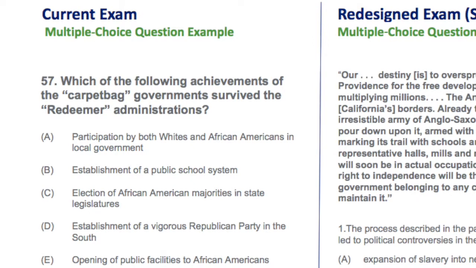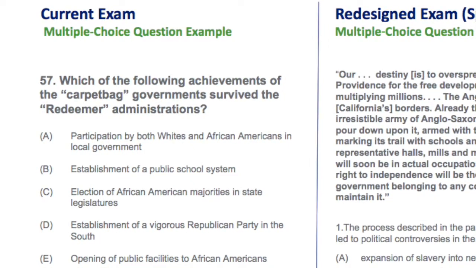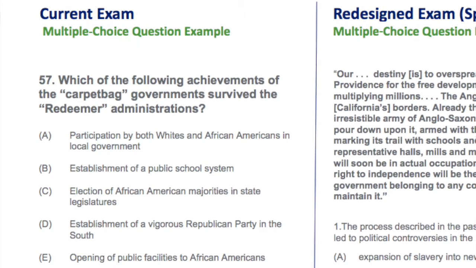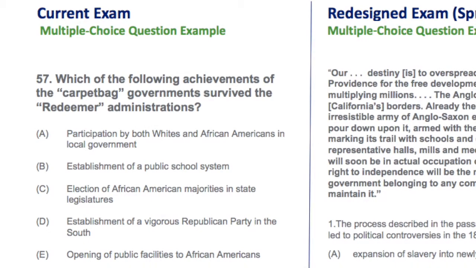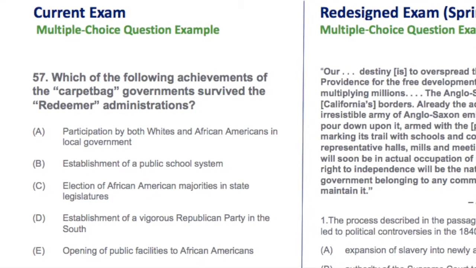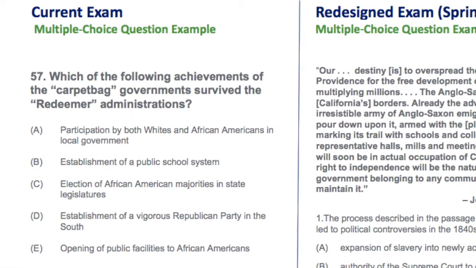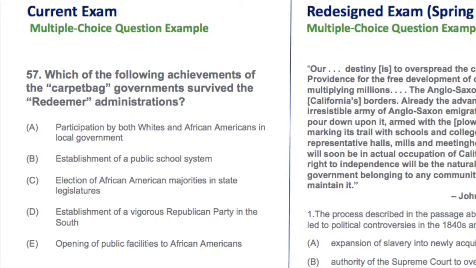A good example of this change is in the multiple choice section. Multiple choice questions will now be reduced from 80 multiple choice questions in 55 minutes to 55 multiple choice questions given over the same time period, 55 minutes. The questions will now have 4 answer choices instead of the previous 5 answer choices. Plus, the questions will be formatted differently.